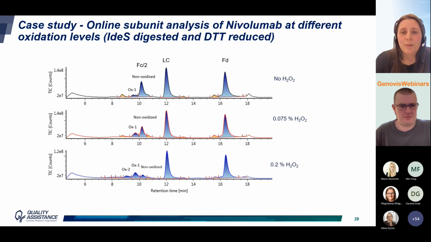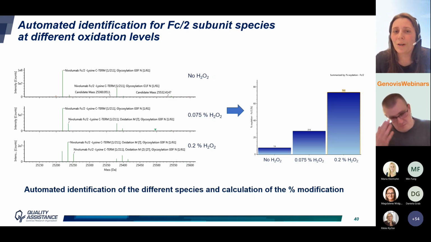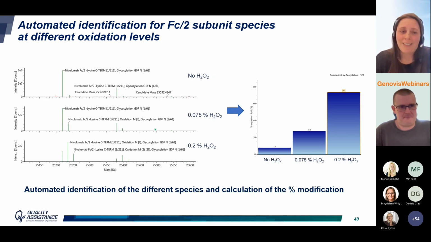And these are the unified data, which can be directly used with a processing method with automated identification and determination of the relative proportion of oxidation for each of the subunits. And here on the right, you can see the direct calculation of the level of oxidation for the Fc peak. Of course, here it's an example with 70% of oxidation, which is quite huge, but still it's completely automated and identified.